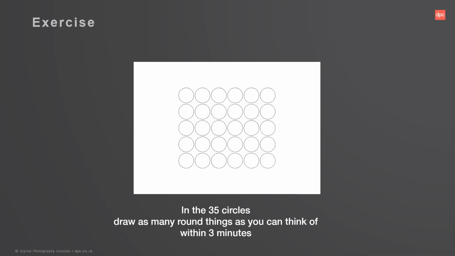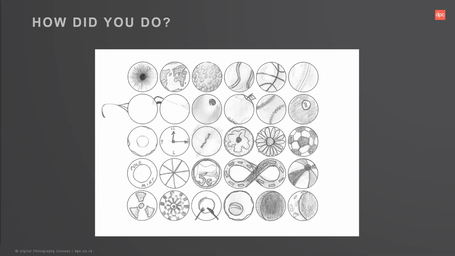Let's have a look at these circles. I want to know from each of you, what did you do? So for example, how many circles did you get in before you started combining, making two circles into one item? When did you start drawing outside the circles to try and get something from them?